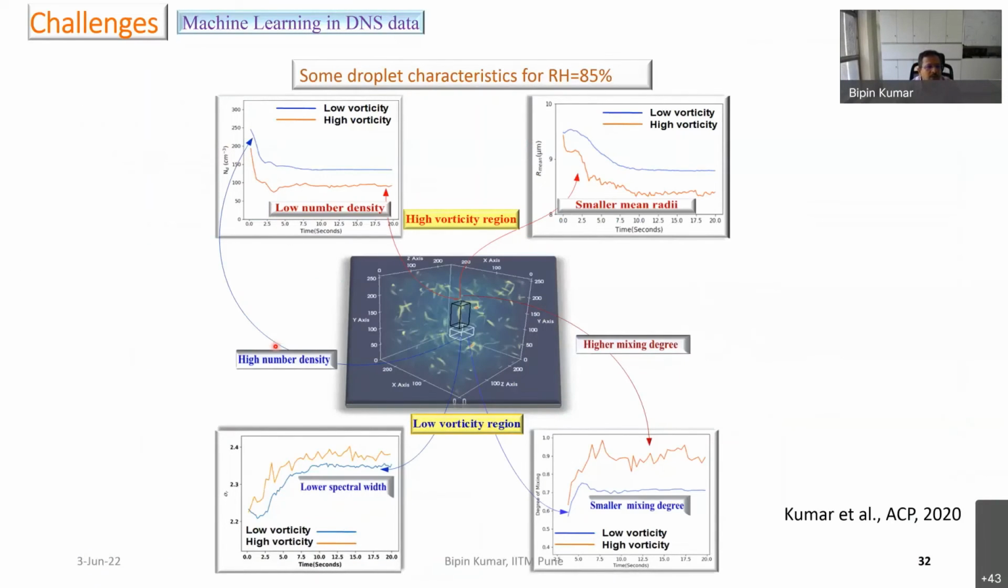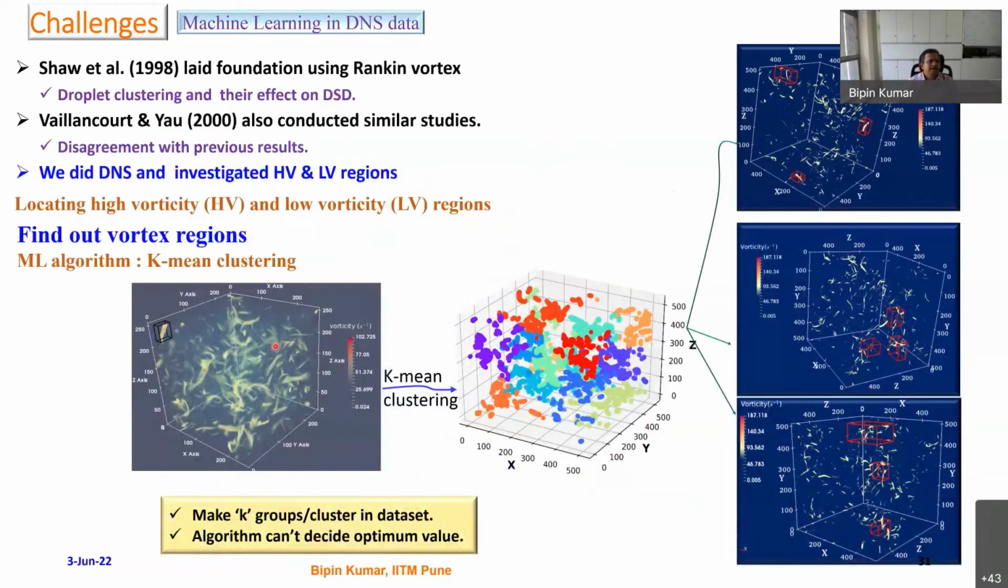So what we have found: Raymond Shaw said that it is half, and Wellington et al. in 2000 said it's not half, it may be different. We found it is only 2%, not 50%. So only 2% of the area is high vortex. And that was validated with many things.